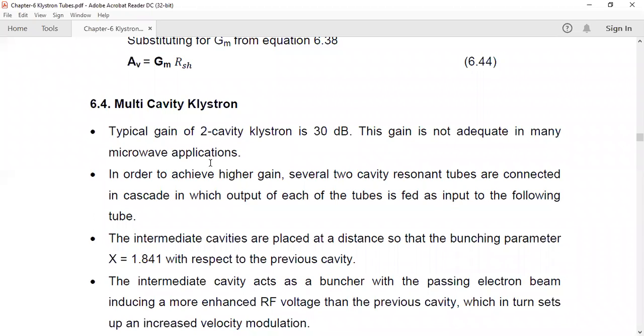Okay. So then they may ask, by splitting, what is the velocity modulation in the Klystron tubes? What is meant by current modulation? So like that they may ask. Okay. So anyhow, I think you are already familiar with this.